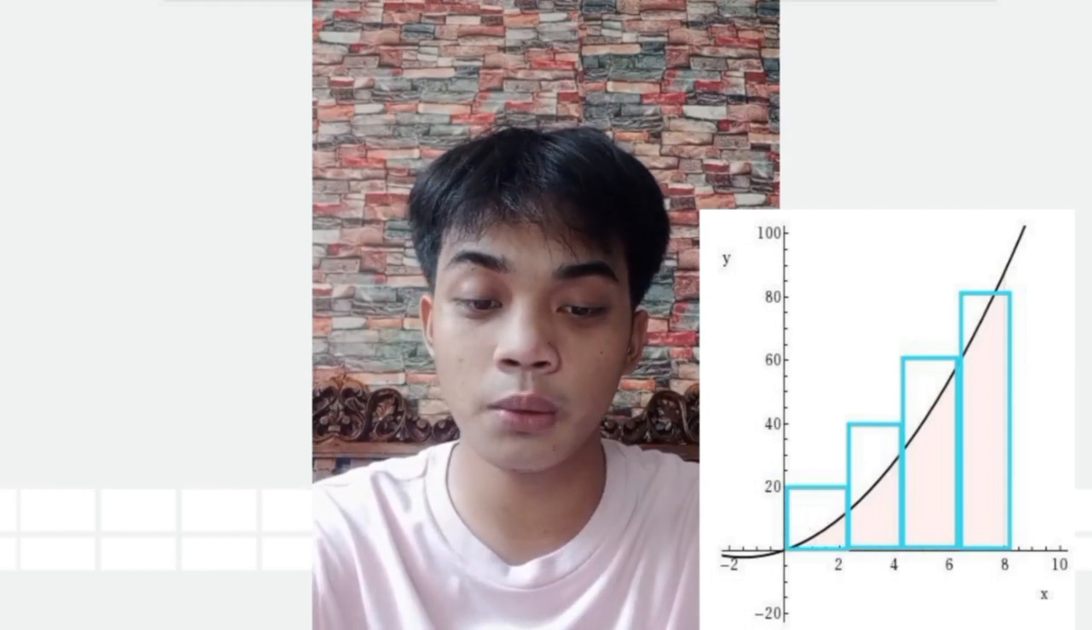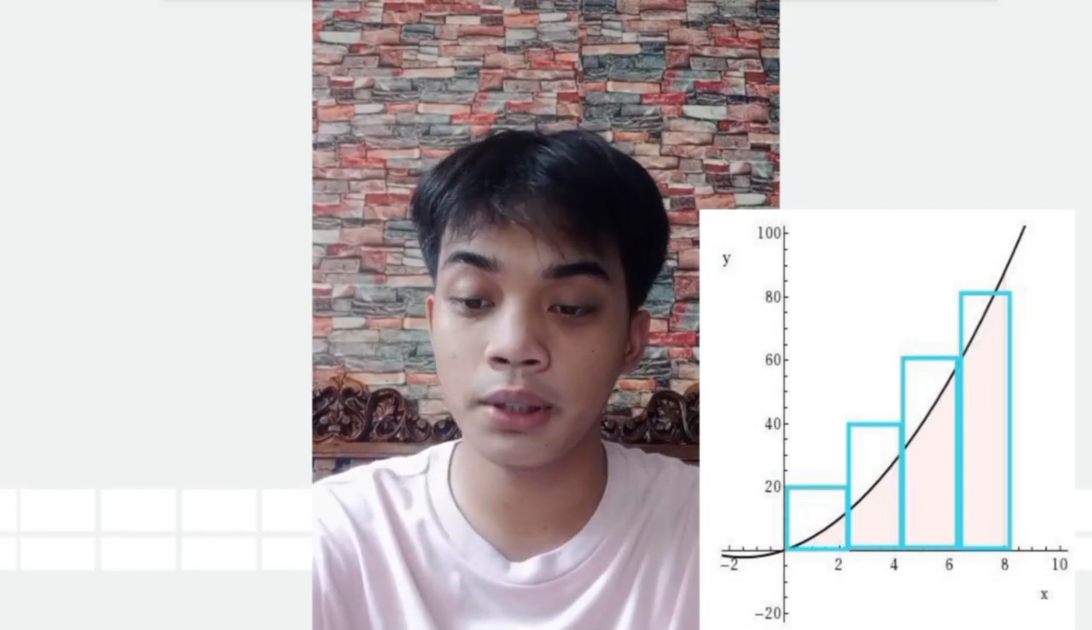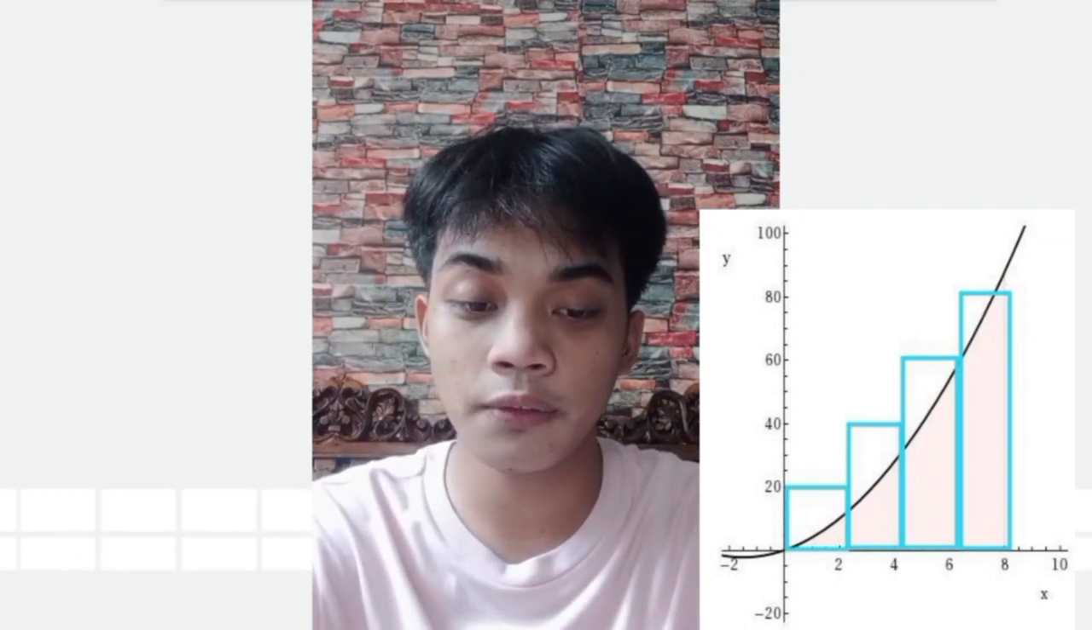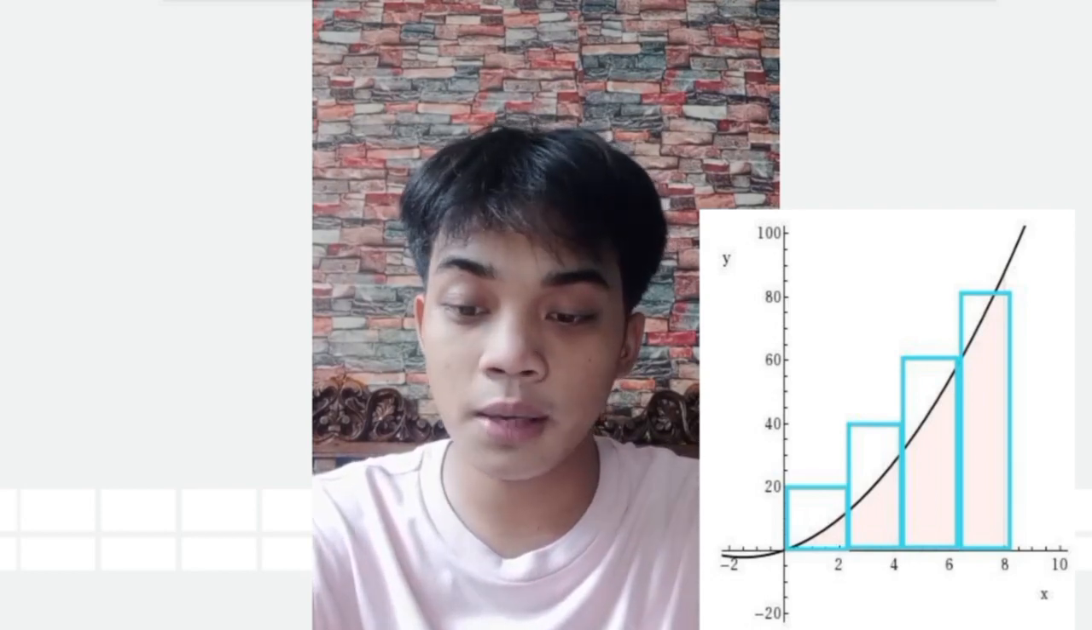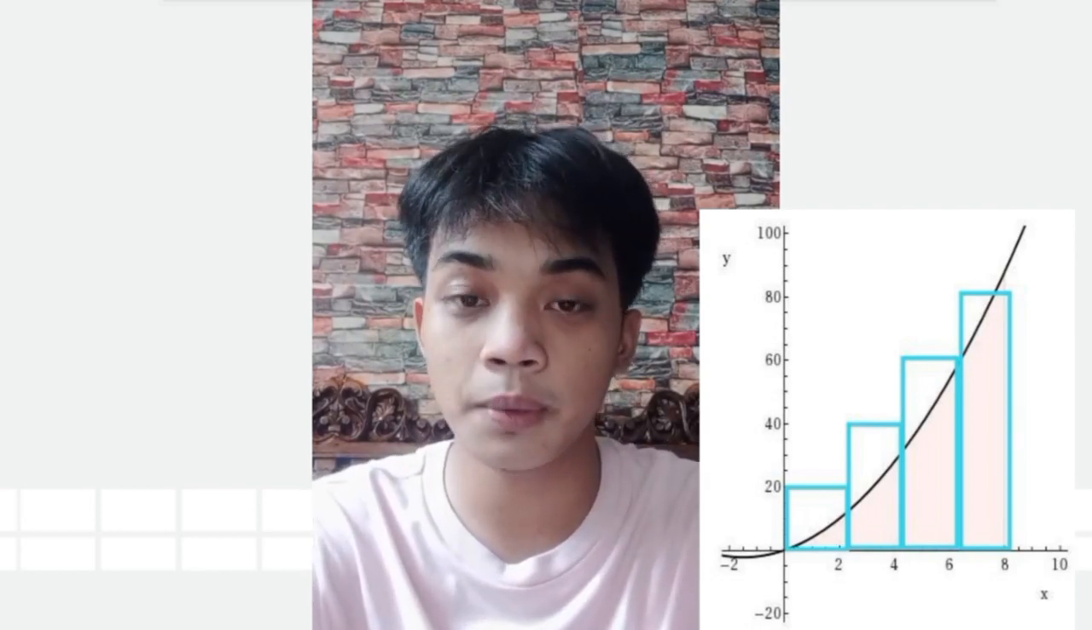In this example, we have divided it into 4 equal subintervals, and that is 0 to 2, 2 to 4, 4 to 6, and 6 to 8. Vertical lines are drawn at the endpoints of these subintervals. Next is choosing sample points. Choose a sample point within each subinterval. In this example, we have chosen the right endpoint of each subinterval as the sample point.